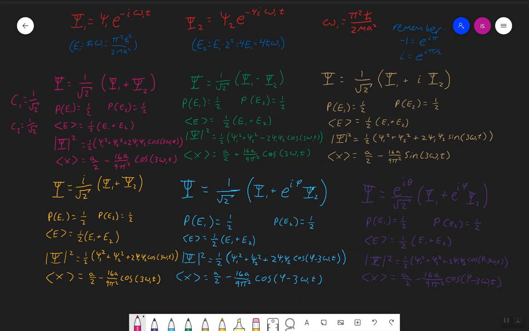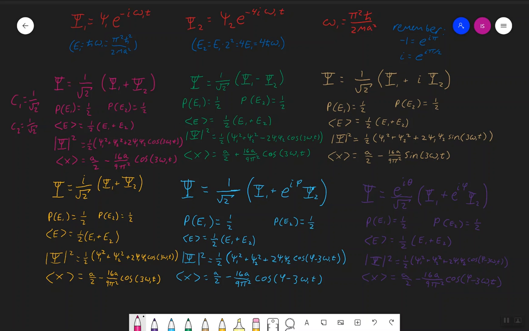What we're really interested in is how the probability density will change in time. And here we have that it oscillates like a cosine, of cosine 3 omega 1 t, which you'll get from the difference between these two. I believe that's the general formula that I showed a few videos ago.